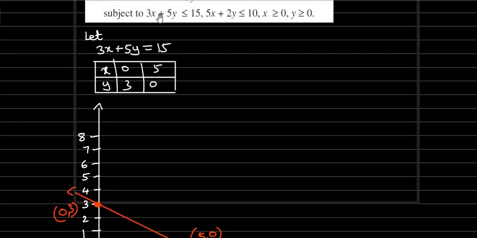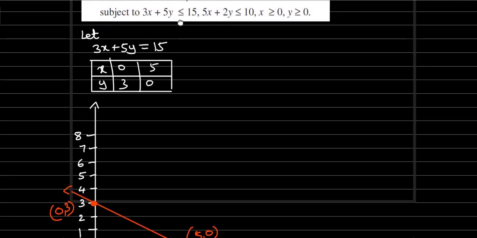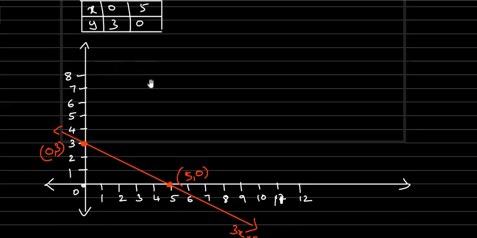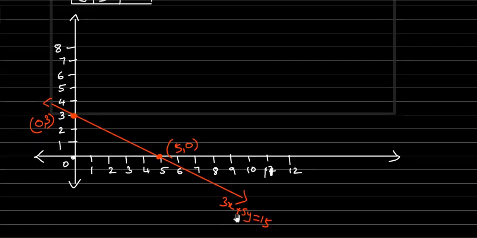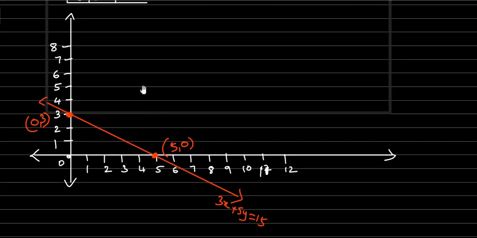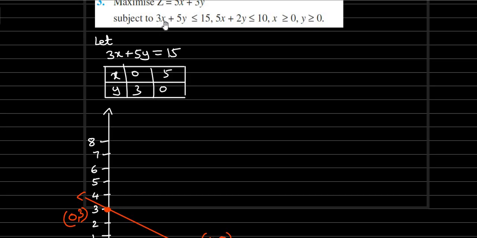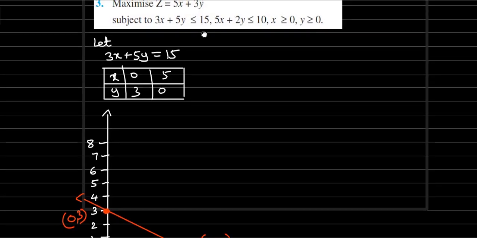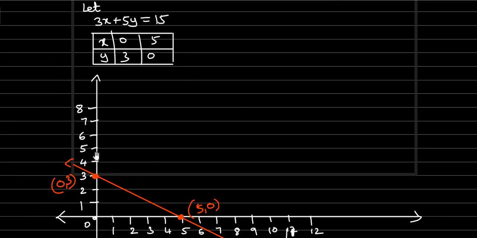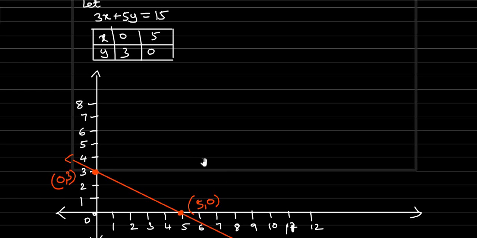Now what is the given inequality? 3x plus 5y less than or equal to 15, right? So we need to identify the solution for this. After drawing this red line, 3x plus 5y equal to 15, the graph is dividing into two portions, one above and the other below. We need to identify where the solution exists for 3x plus 5y less than or equal to 15. For that, we randomly take one point from this portion. It can be any point, like 6 comma 1 or 6 comma 3 or 8 comma 1.